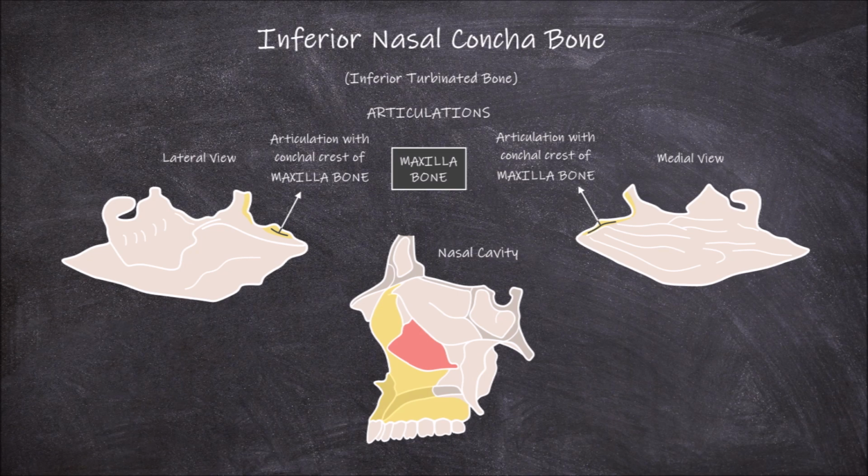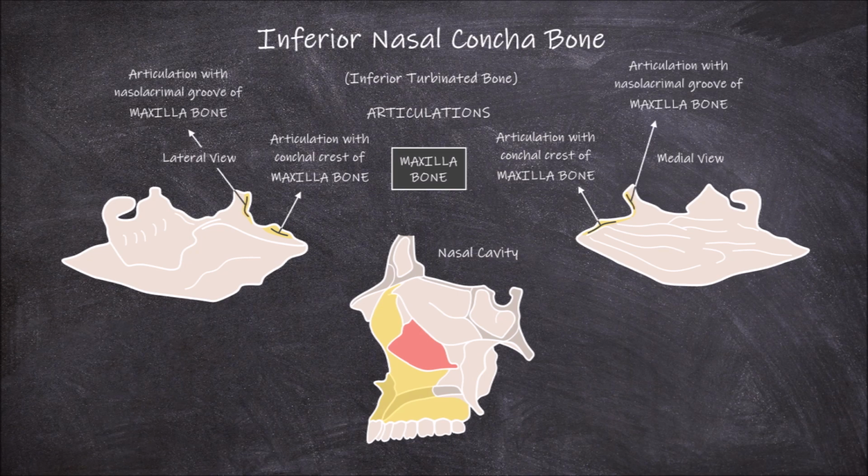The margins of the lacrimal process of this bone articulate with the nasolacrimal groove on the medial surface of the maxilla bone. In addition, the maxillary process of this bone articulates with the medial surface of the maxilla bone. And that concludes this video on the structure of the inferior nasal concha bone.